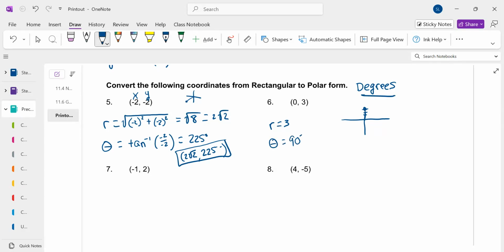You can do inverse tangent, you're going to find the same thing. So very simply, this will be 3 comma 90 degrees. So sometimes you can save yourself a lot of time. Number 5 took me 2 or 3 minutes. Number 6 took me maybe 30 seconds. So those can be valuable seconds when you're on a quiz or a test. So just keep that in mind.